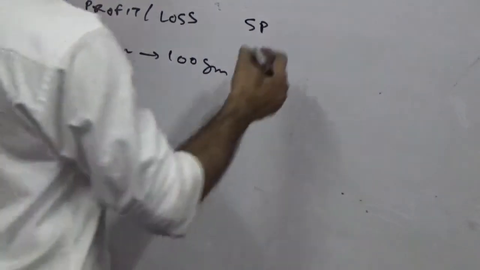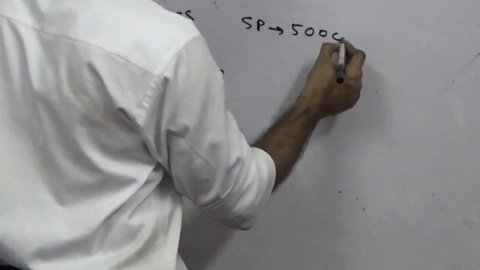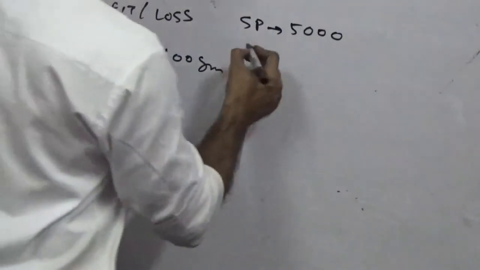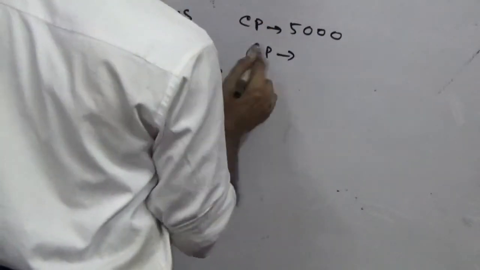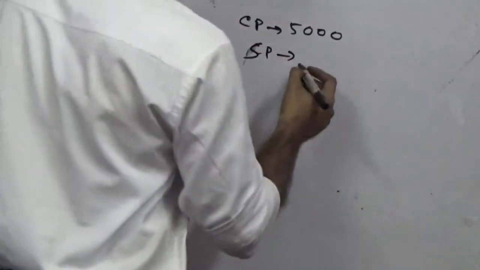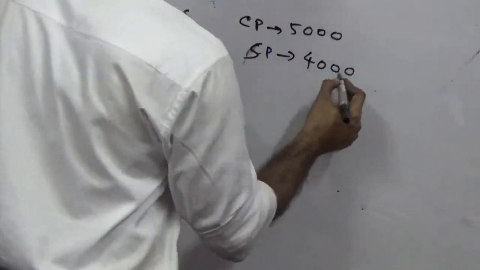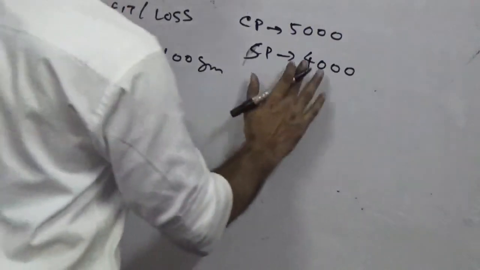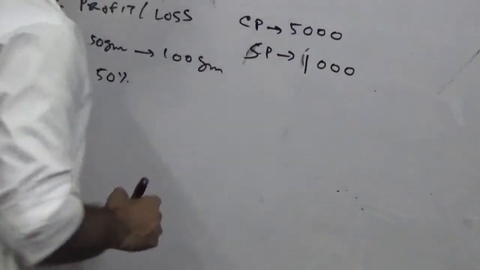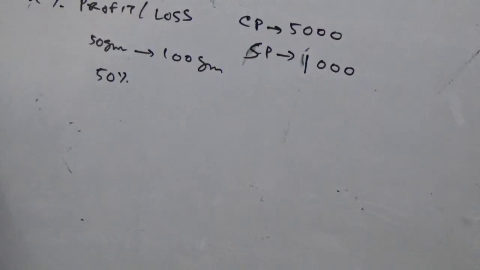This may be a possibility. For example, the CP of a thing is 5,000 rupees, but it is a relatively old product. So I am selling you at 4,000 rupees. So I am already at a loss. And while selling you this, I am trying to make some profit. But sometimes I have to sell you at 1,000 rupees, then what happens? Then you are having a huge loss.